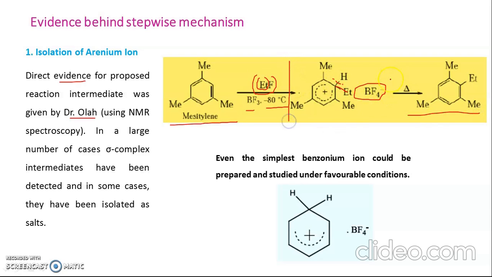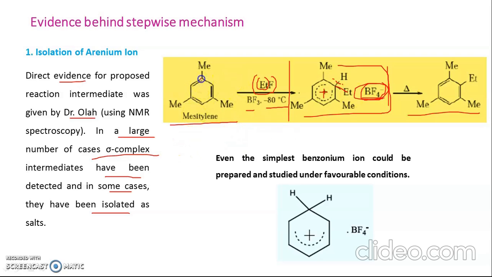But this intermediate is actually isolated. And not only this molecule, in a large number of cases the sigma complex intermediate has been detected, and in some cases they have been isolated also as salt. You can easily understand this is a salt because BF4 minus is the counterpart here. So this is a positive counterpart, this is a negative counterpart, so this is acting like a salt. In some cases it is detected in the reaction medium, in some cases they have been actually isolated as salt.